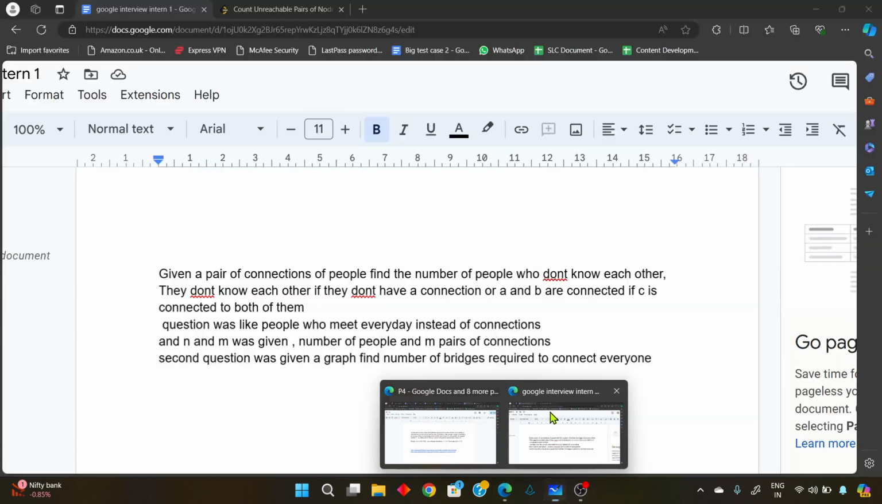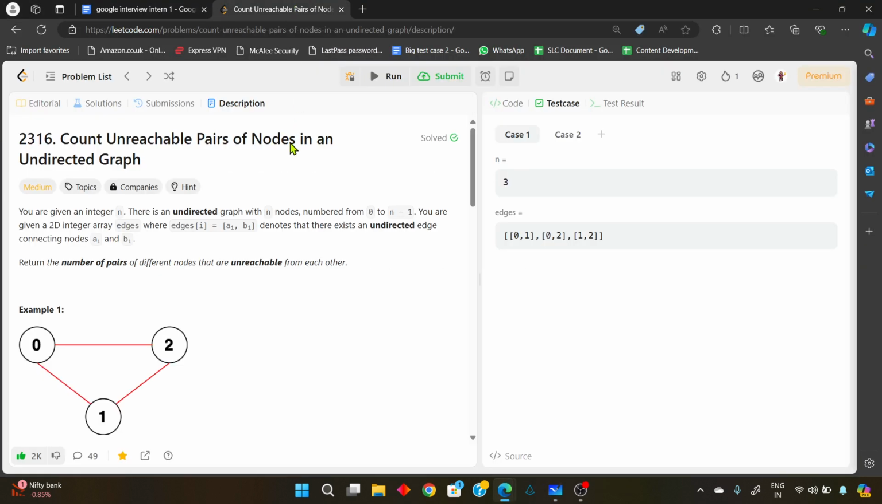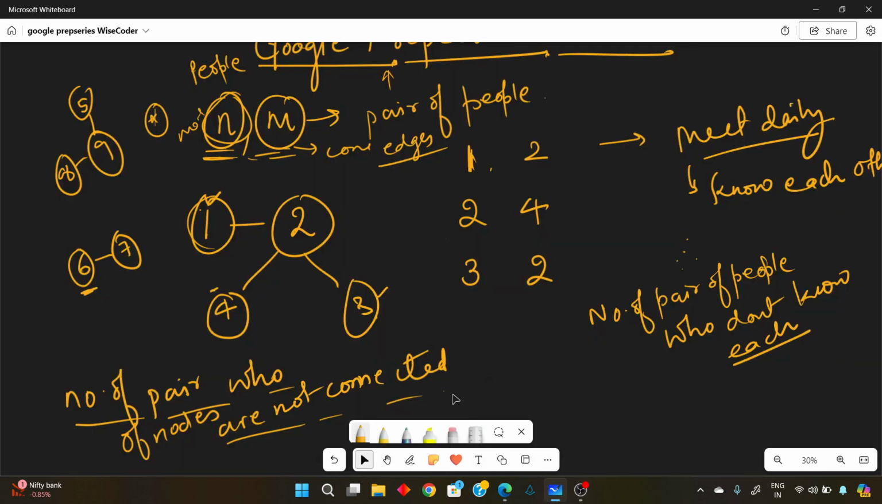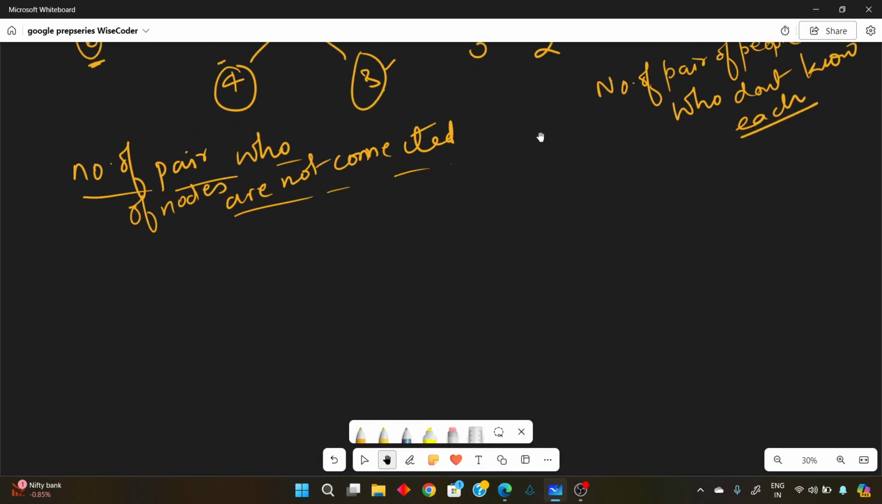The same problem is available on LeetCode 2316. You can pause the video here and try to solve this particular problem. Write the code, try to submit it. It is almost the same problem which was asked. Now, how can we solve this particular problem?